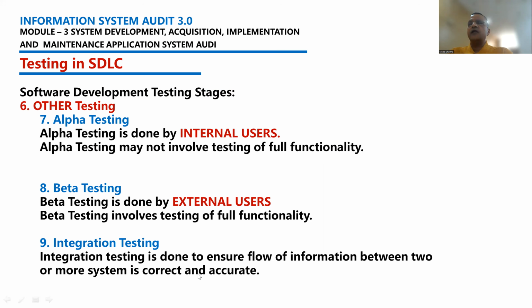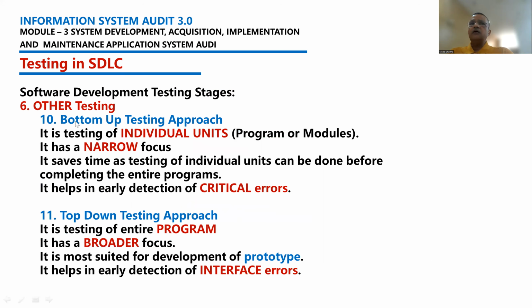or more systems is correct and accurate. I believe we've done it earlier also. Now, again, these two are very important. The software development testing stages, that is other testings, and there is one bottom-up testing and the other is top-down. Now, bottom-up, I'll just give you an example which should make it very clear without reading the slide. Bottom-up approach is building a wall brick by brick.